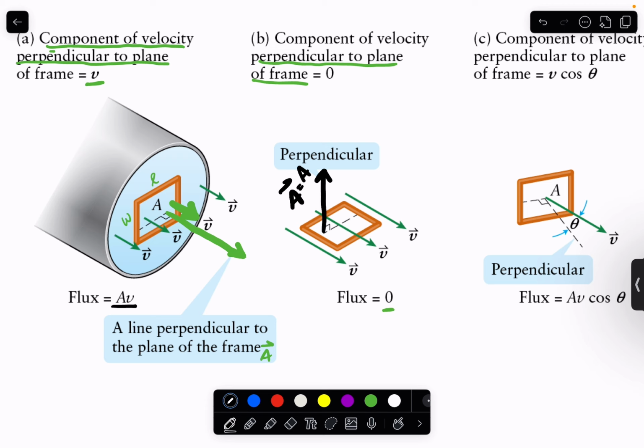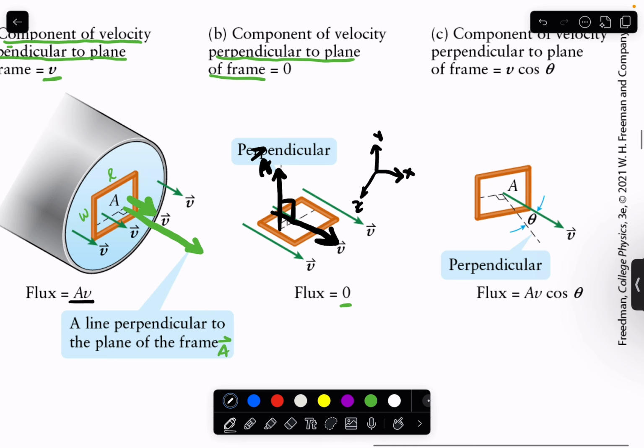So if this was an X, Y, and then Z was coming out of the page, this would be like in the Y direction. Okay, so the way we characterize an area in terms of finding the flux is we characterize it with a vector that is perpendicular to the plane. So you can see that the V vector is perfectly perpendicular to the area vector, and therefore no flux. Why? Because there's no vector penetrating that surface area.